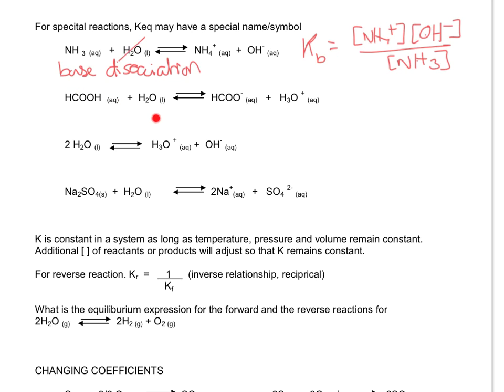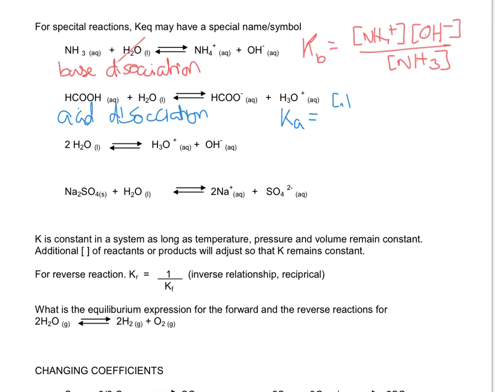This is an acid in water. This is acetic acid in water. So you get the acetate ion and the hydronium ion. So this is an acid dissociation reaction. So it's a special type of reaction. And so instead of just calling it KQ, which you can, a lot of times it gets the symbol or the abbreviation Ka for acid dissociation constant. But again, it's the same idea.